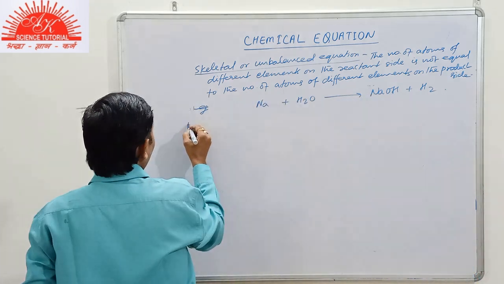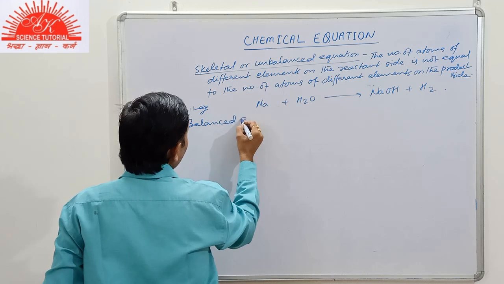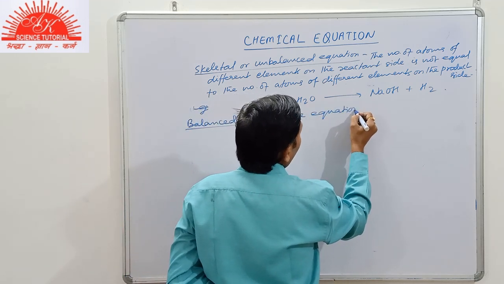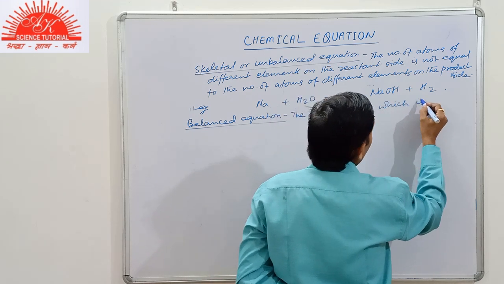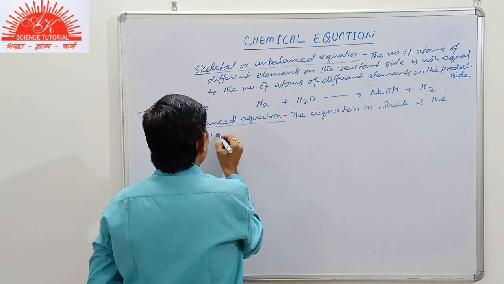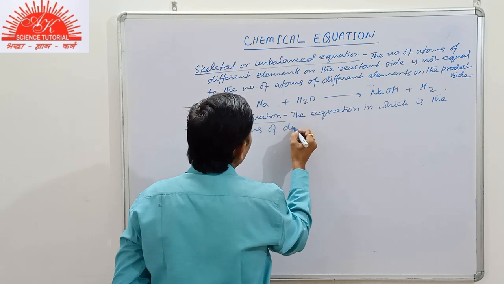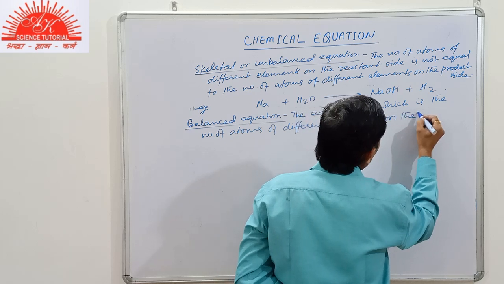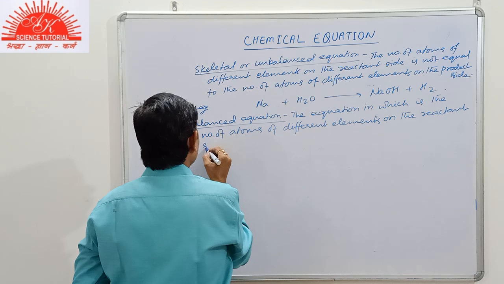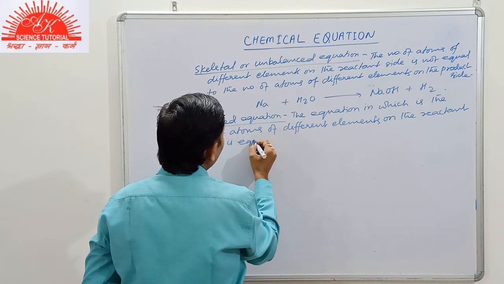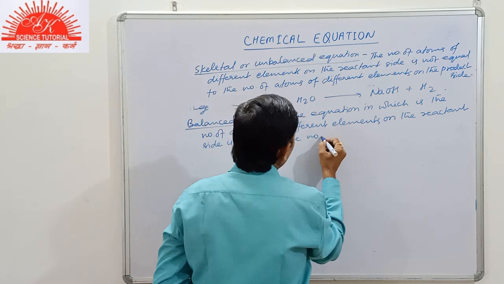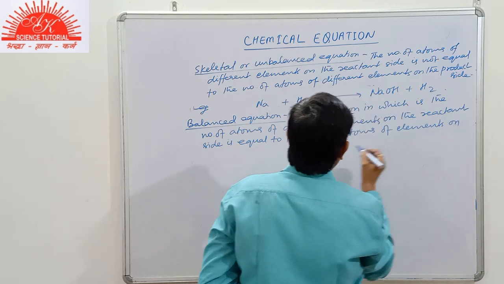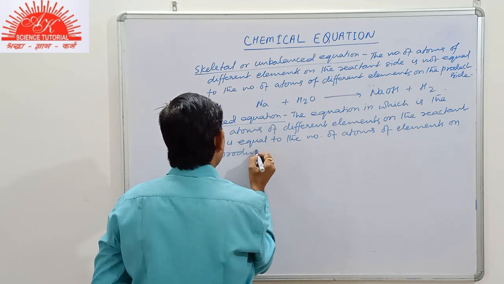Then what is a balanced equation? Balanced equation: the equation in which the number of atoms of different elements on the reactant side is equal to the number of atoms of elements on the product side.